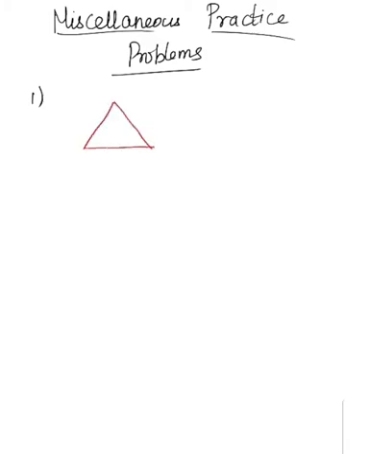Miscellaneous practice problems. In the first question there are 4 diagrams. So the first one is, one house is there.